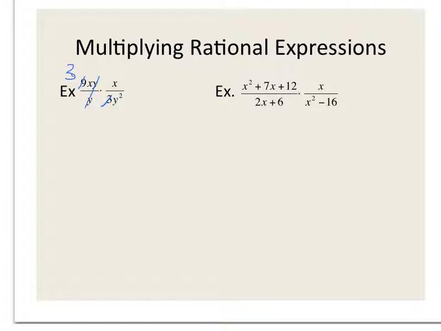So now let's multiply across. Left on the top, we have 3, and then x squared. And on the bottom, y squared.